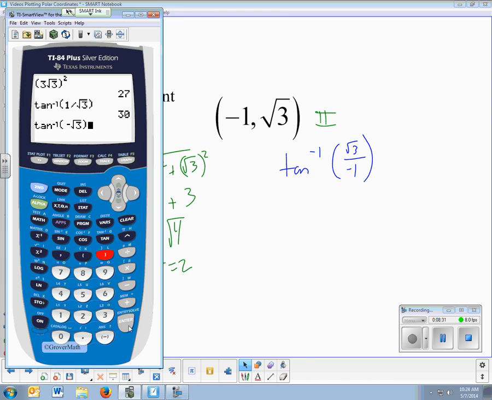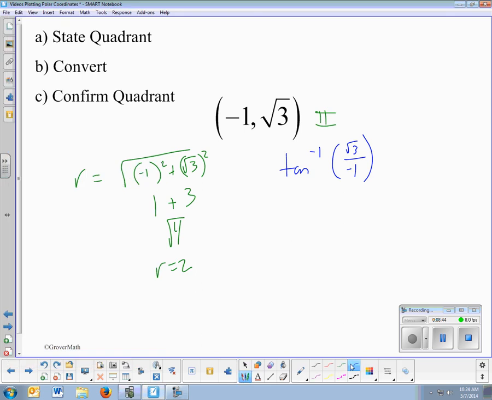Just a couple less buttons. And that gives us -60 degrees. Now, we could just add 360 anytime we have a negative angle to convert it to positive, because we tend to prefer positive angles. And so that would mean that angle theta equals 300 degrees. That gave us -60, but we added 360 to it, and that's how we get a positive 300 degrees. And so our coordinate would be 2 comma 300 degrees.